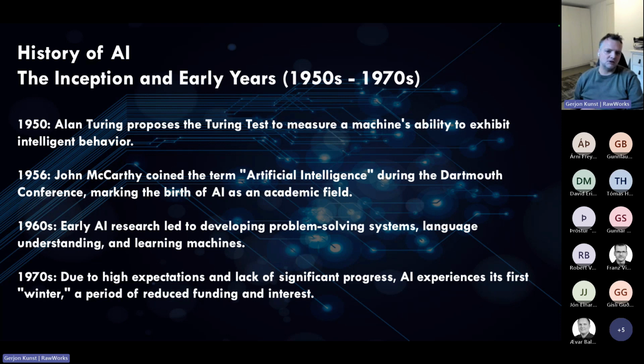And from then, 1956, John McCarthy coined the term artificial intelligence. 1960s, there were early AI researchers. And then 1970s, we had high expectations and lack of significant progress. So AI experienced its first winter.